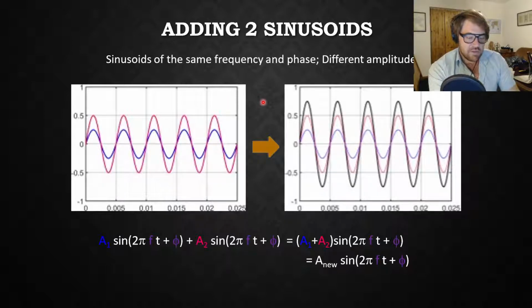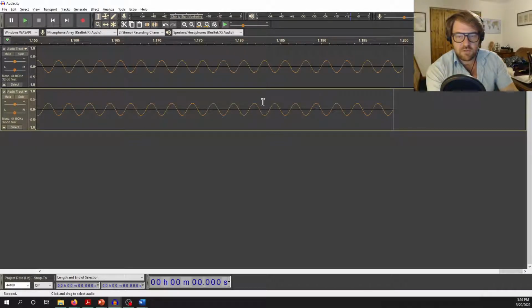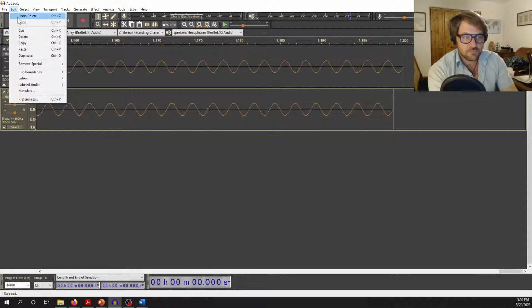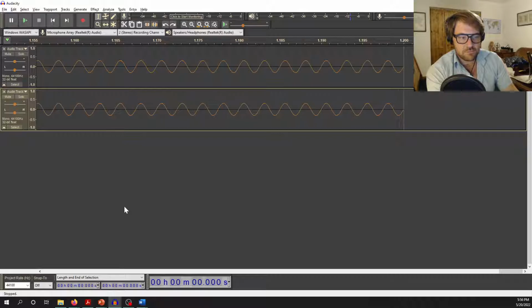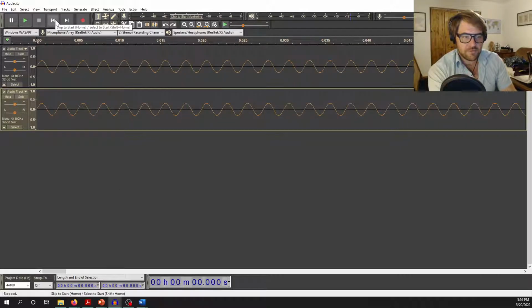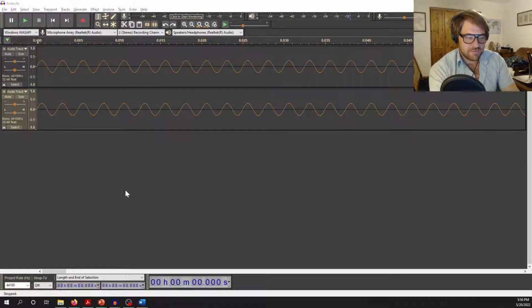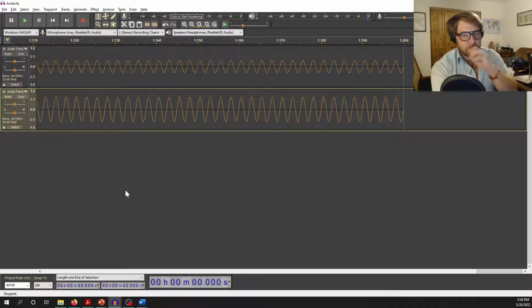Let's take a look at this in Audacity real quick. Is this the right one? This is actually the wrong one. We're going to use this later. Okay, so let's go to the other one. There we go. All right.